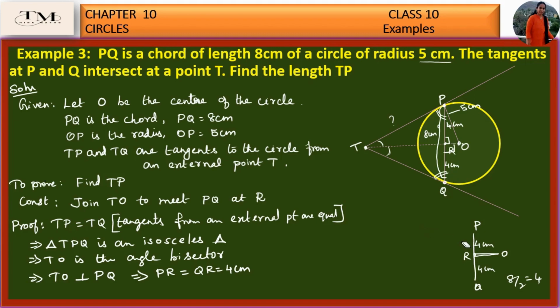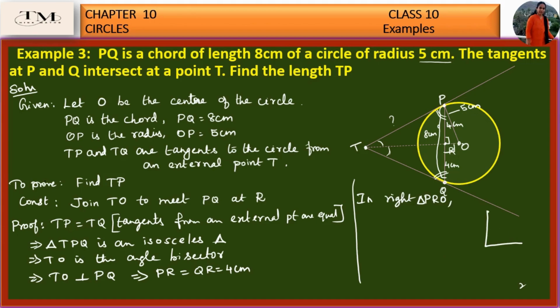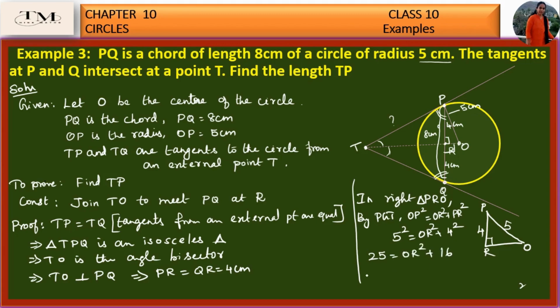Okay. Now take the small triangle, that is, right triangle PRO. Here OP is 5 centimeter and PR is 4 centimeter. It is right angled here, and this is the hypotenuse side. By Pythagoras theorem, OP square will be equal to OR square plus PR square. OP square is 5 square, OR square we need to find, PR square is 4 square. So 25 equals OR square plus 4 square, which is 16. So 25 minus 16 equals OR square.